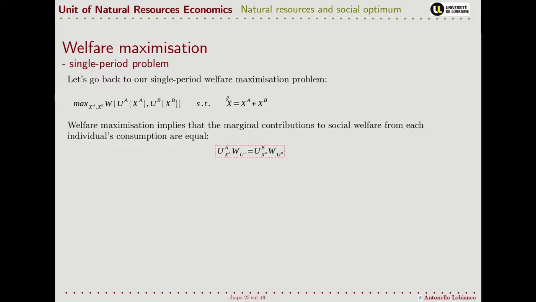So this is a constrained maximization problem, and here is the first result that we can show: the marginal contribution to social welfare from each individual's consumption must be equal. This is indeed the marginal contribution to social welfare from individual consumption, that is this one, and the same for individual B. And then from the chain rule, you obtain that this amount is equal to the terms in the equation that are reported. So how do we arrive at these results?